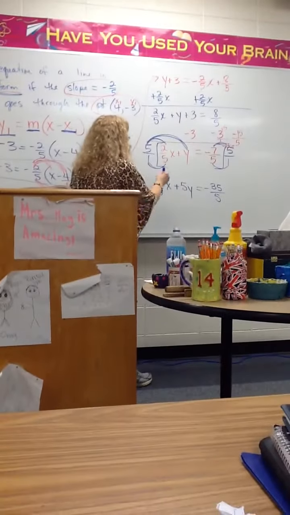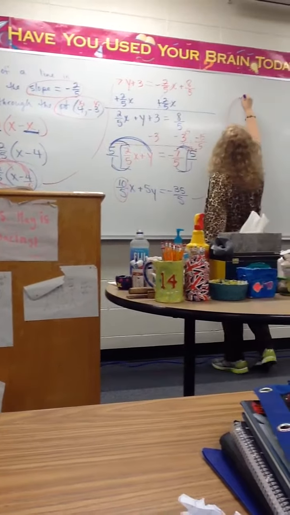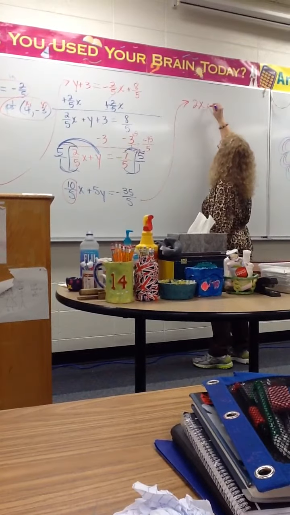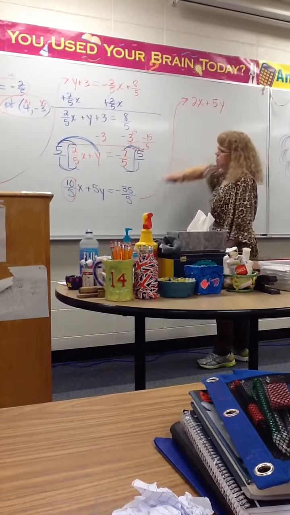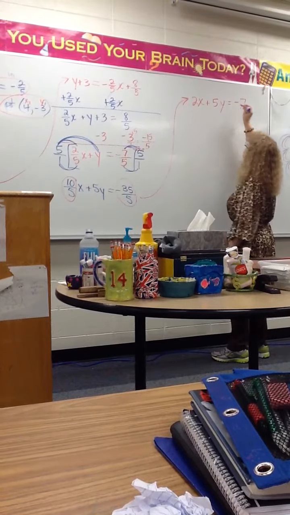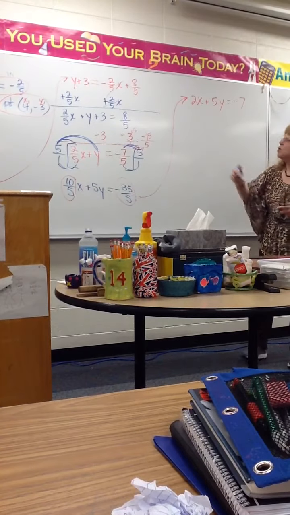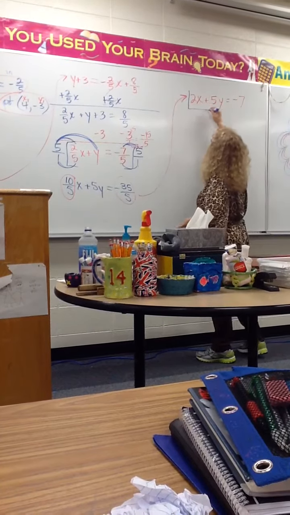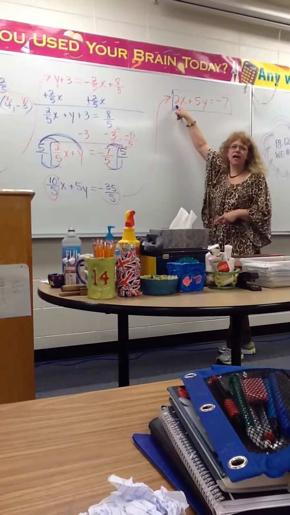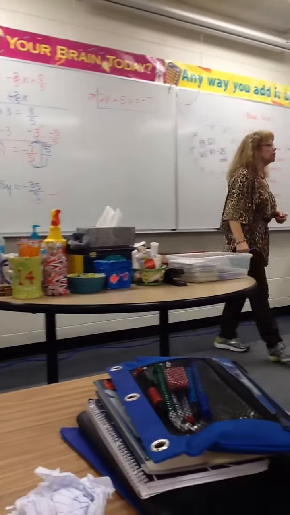What is 10 over 5? 2x. This already is simplified, plus 5y equals, what's this? Are there any common factors, 2, 5, and 7? No. So I think we're done. No fractions, no decimals. This value right here in front of the x has to be positive. It is. So I think we're done.